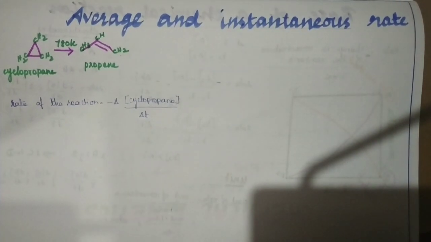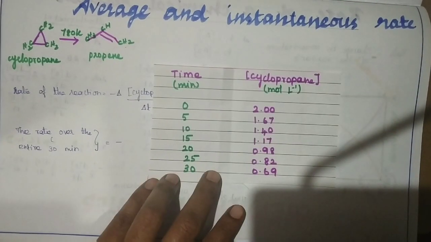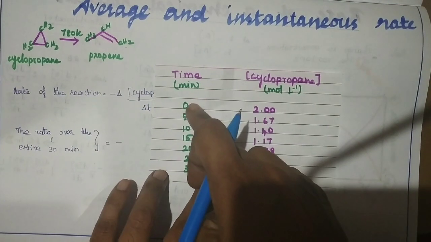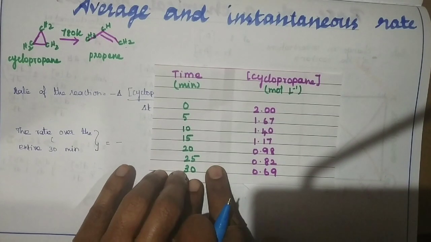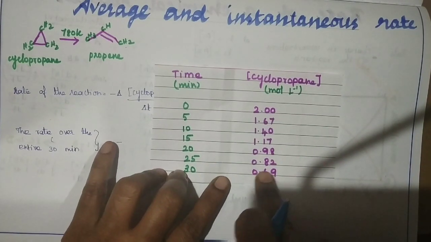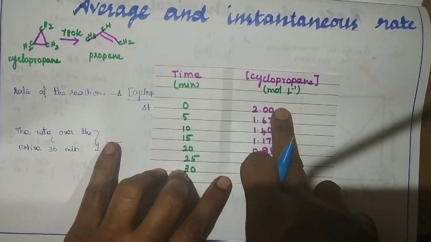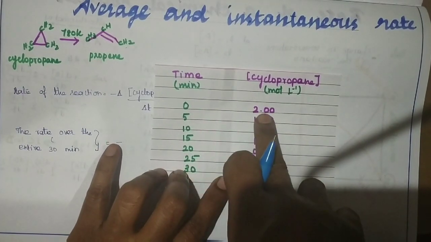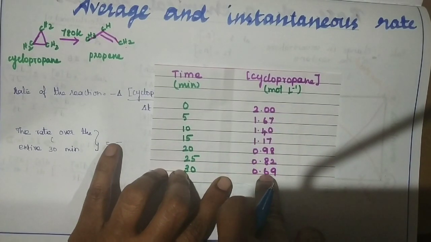Okay, first of all, we have to take the rate over the overall reaction. So 0 to 30 minutes, the rate over the entire 30 minutes. So for this overall reaction, the concentration of cyclopropane at the last point is 0.69. At time 0, 2 moles of cyclopropane is there. At time 30, 0.69 moles of cyclopropane.